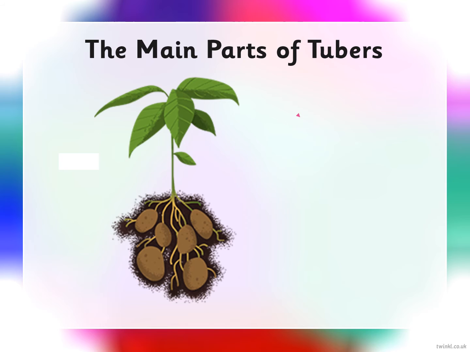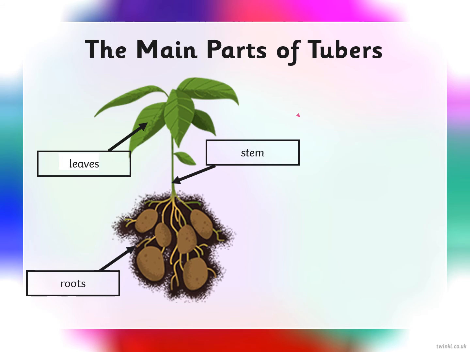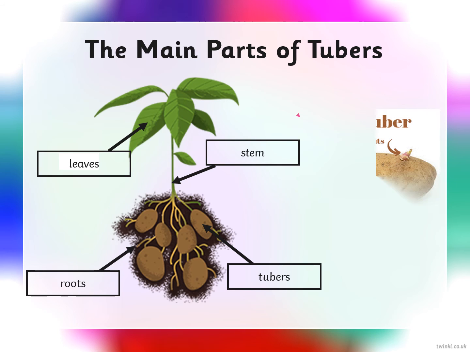Let's have a look at this one. The main parts of tuber. These are the leaves, roots, stem, and tuber. Now you can see, learners, where do tubers grow? They grow down in the ground. They are parts of roots. So unlike other plants that grow from seeds, these plants do not make seeds. They make tuber. Before a plant dies, it makes enough tuber for more plants to grow from the other tubers.